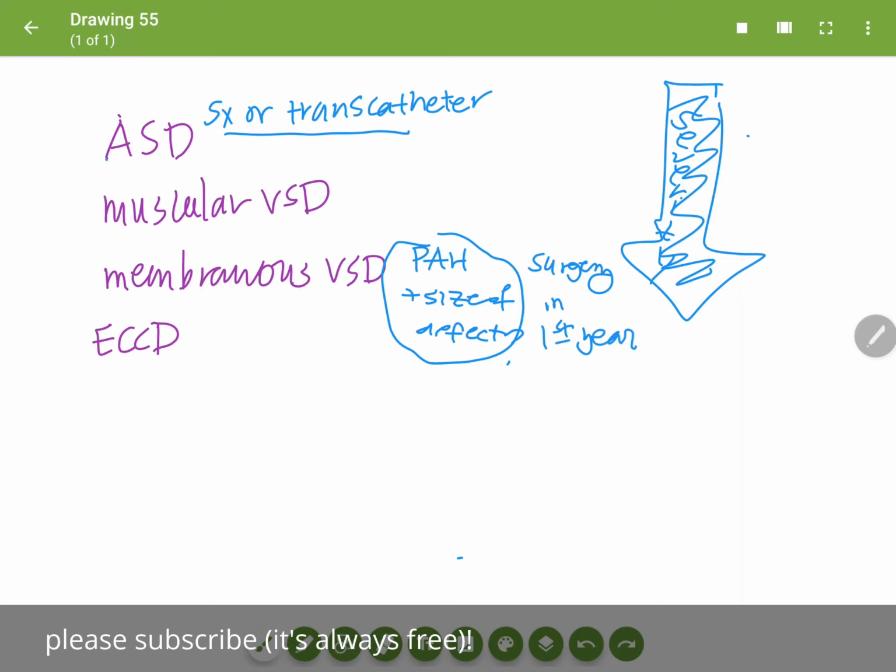As for endocardial cushion defect, you need to operate. And this has to be done in infancy. So when the patient is an infant. We're not going to really look for levels of pulmonary artery hypertension because this in itself is very severe.